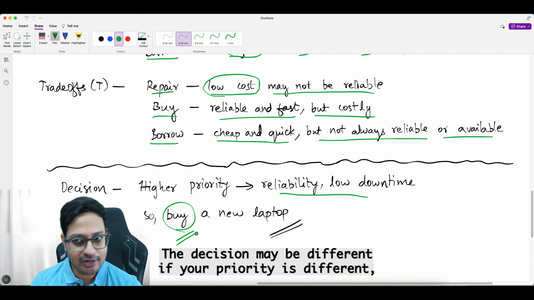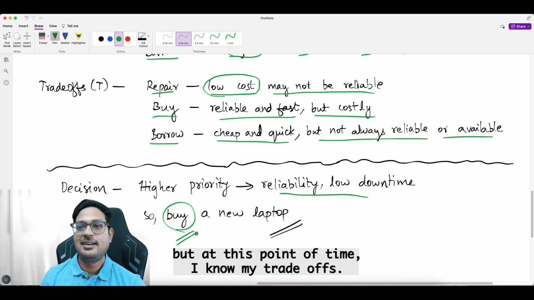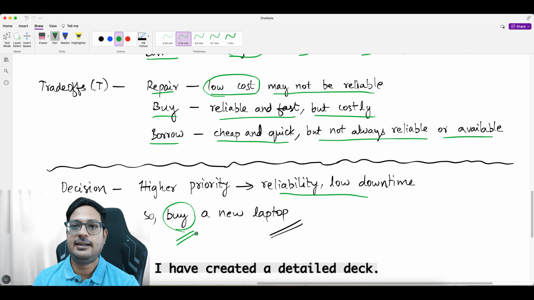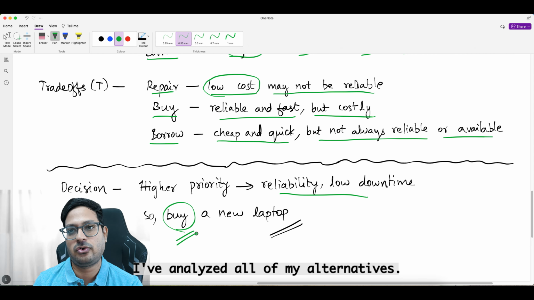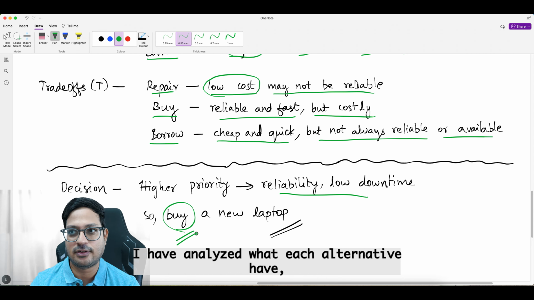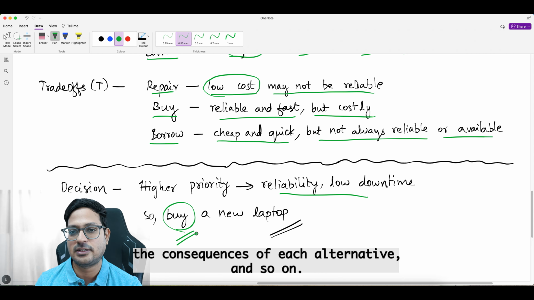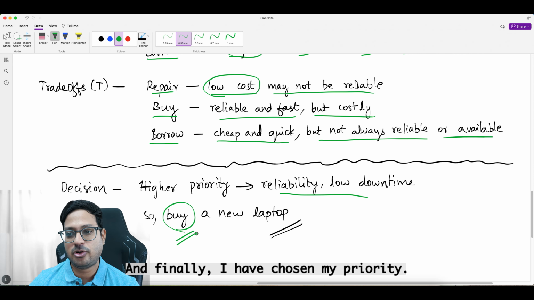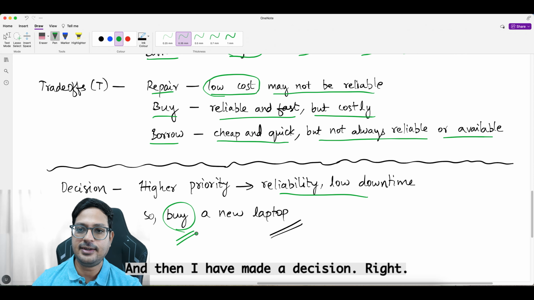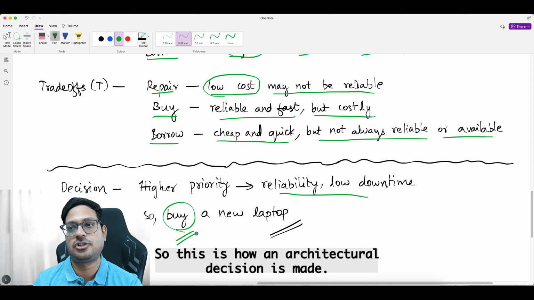The decision may be different if your priority is different, but at this point, I know my trade-offs. I've created a detailed deck. If you can look at it, I've analyzed all of my alternatives, what each alternative has, the consequences of each alternative, and so on. And finally, I've chosen my priority, and then I've made a decision. So this is how an architecture decision is made.